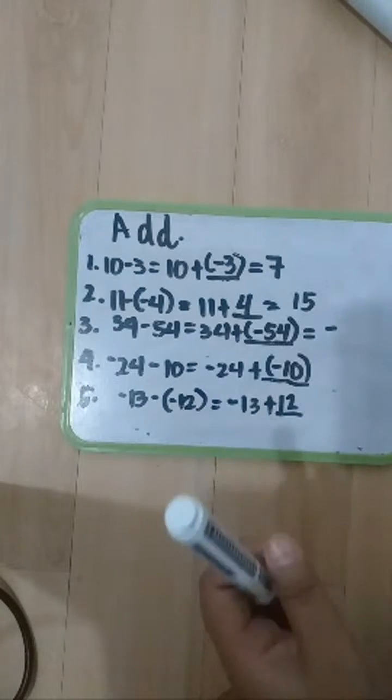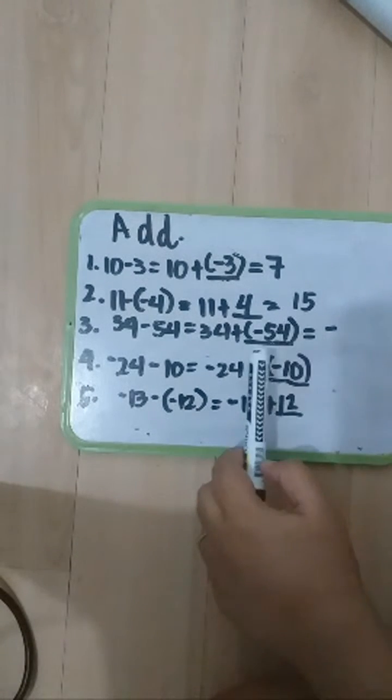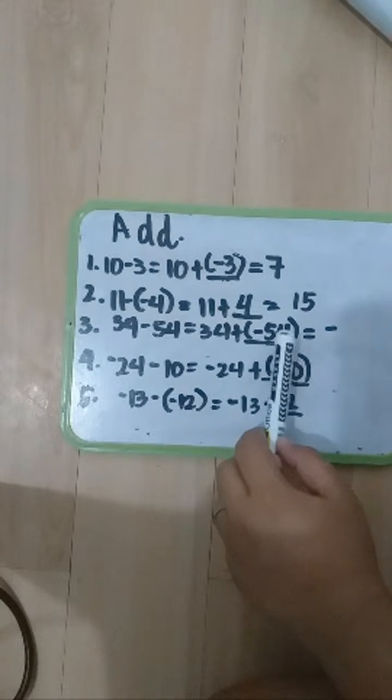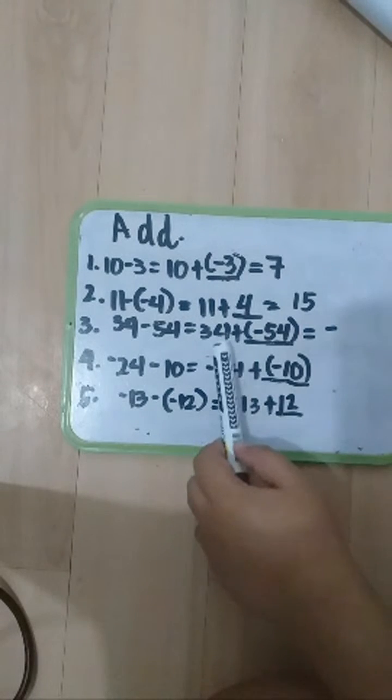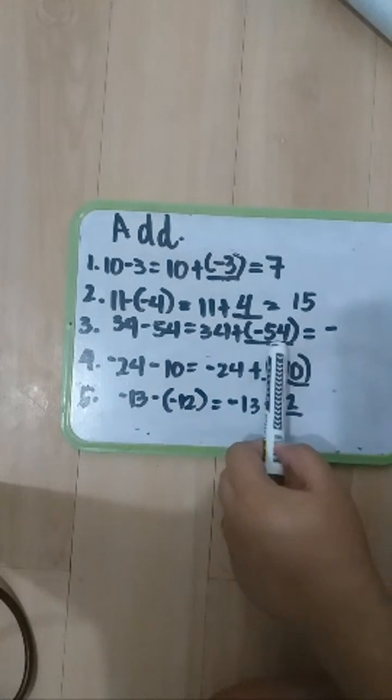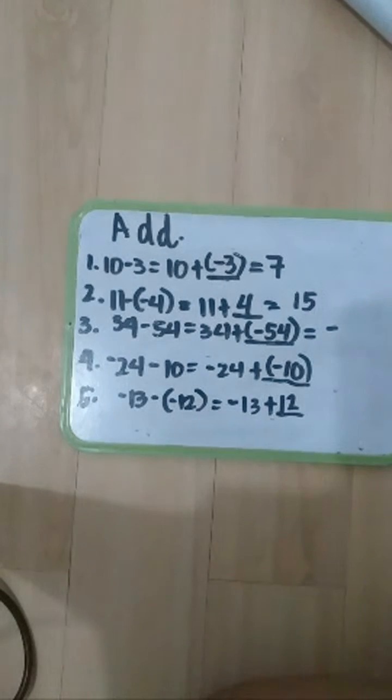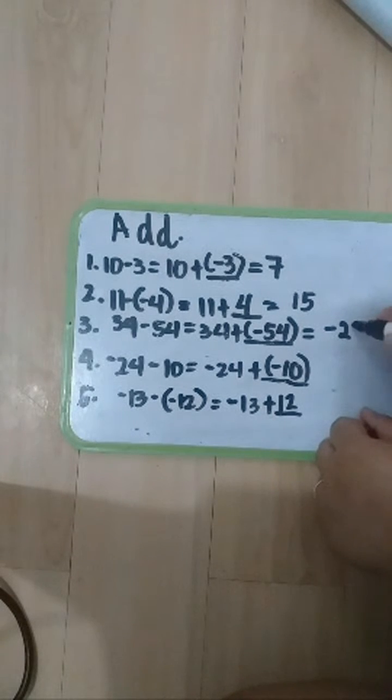We are talking about the absolute value, ha. Ang absolute value ng negative 54 ay positive 54. Ima-minus mo kay positive 54 ang absolute value ni 34. So, 54 minus 34. Okay, correct? May nakikita na akong tamang sagot. Okay, so our answer for number 3 is negative 20.